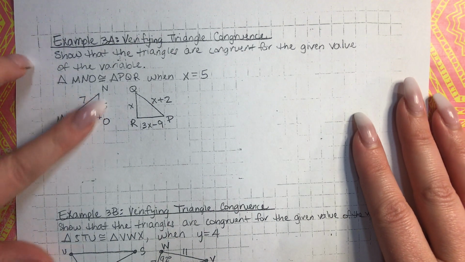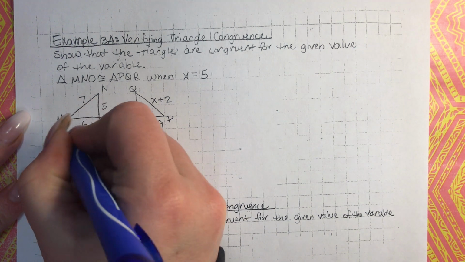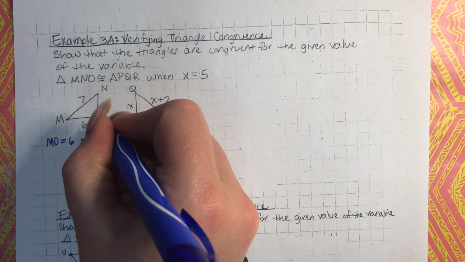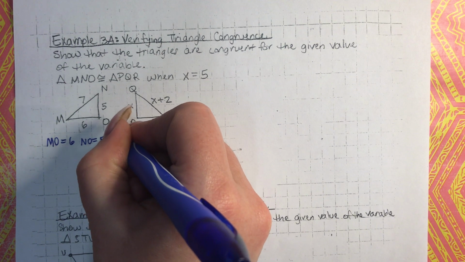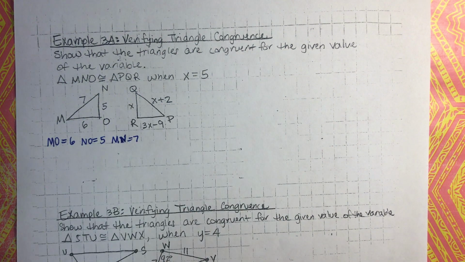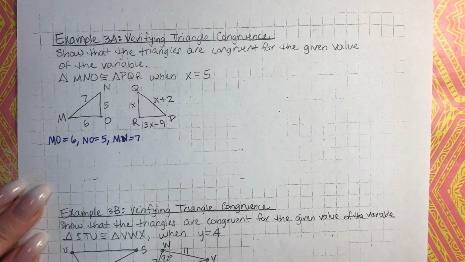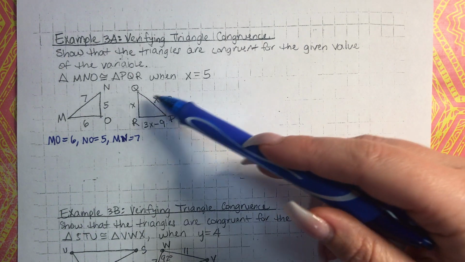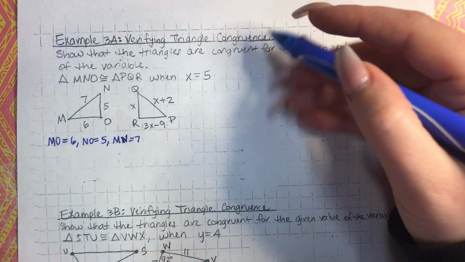So if you see this here, we already know what the values are for MO is equal to 6, NO is equal to 5, and MN is equal to 7. But we don't know what these values are because they're written as algebraic expressions with variables in there. But we know what x is, so we can figure out what these values are. So the first step is to figure out what these values are. So let's go ahead and do it.